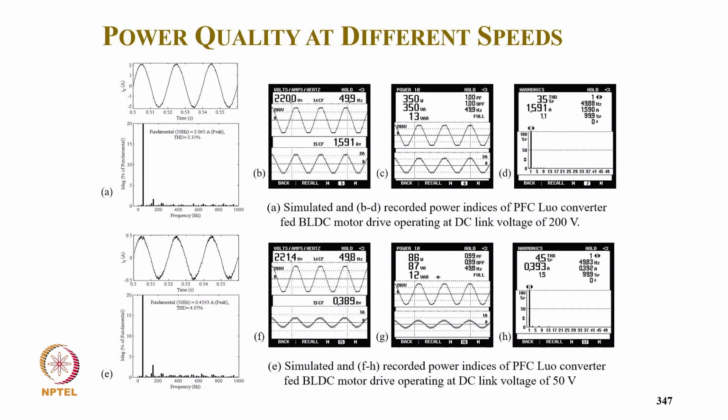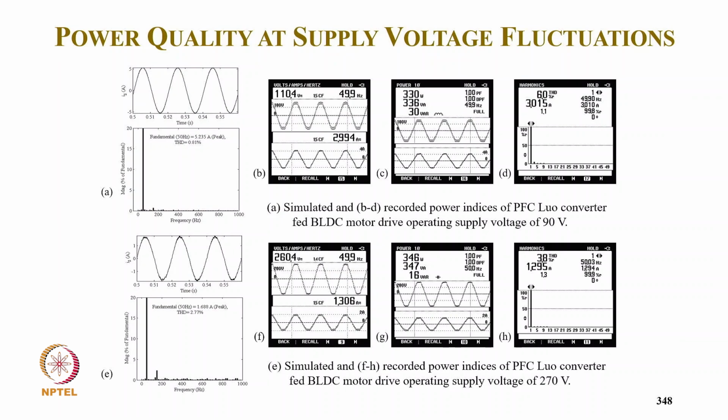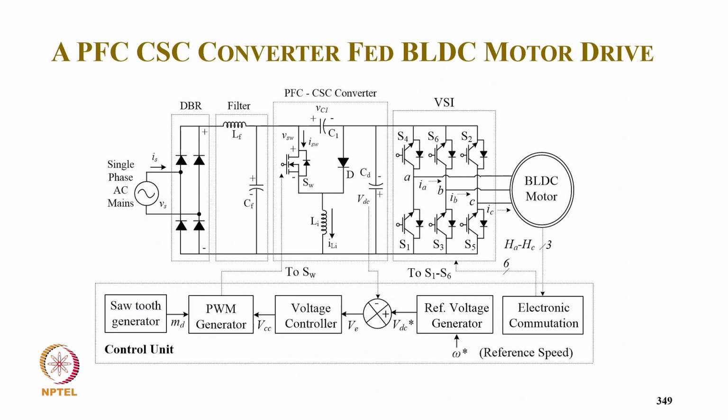So we get typically at 350 watt THD of supply current 3.5% with unity power factor, and at 50 volt also we get 4.5% THD of supply current with 0.99 power factor. And at 410 volt also we get THD of supply current 6% with power factor unity, and at 260 volt also we get THD of 3.8% with unity power factor on supply.